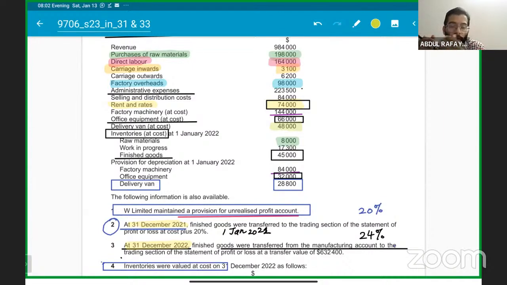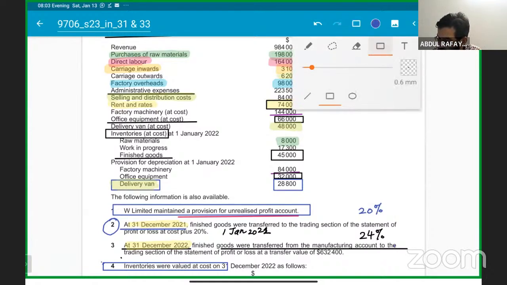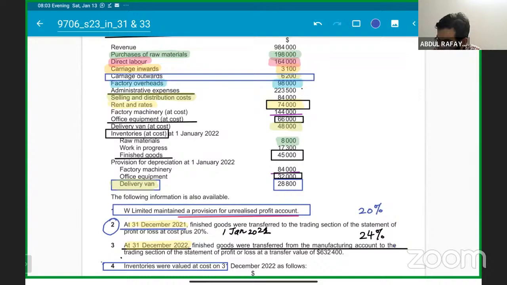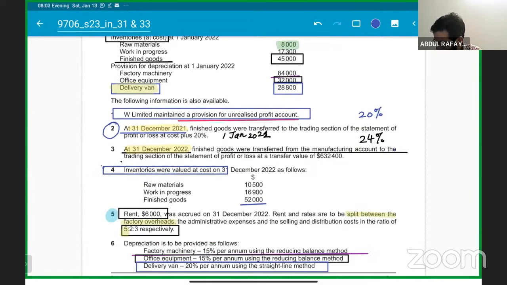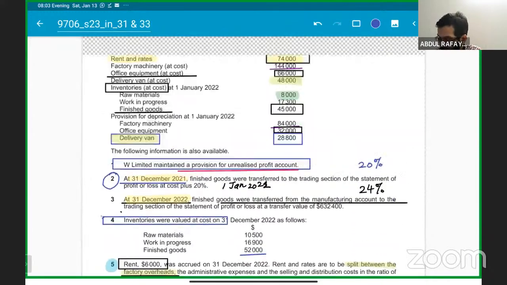Okay, let's continue. As I was saying, because the word itself suggests that it's a delivery van, and selling and distribution cost will require a delivery van, that's why it's coming in this. But if I change the question and I say that it's an office van, anything related to office will come in what? Administrative expenses. Okay, students. So you have to add carriage outwards in this. That is 6,200. Everyone with me? That's where I will add carriage outwards of 6,200, and the depreciation is only 20% using the straight line method.